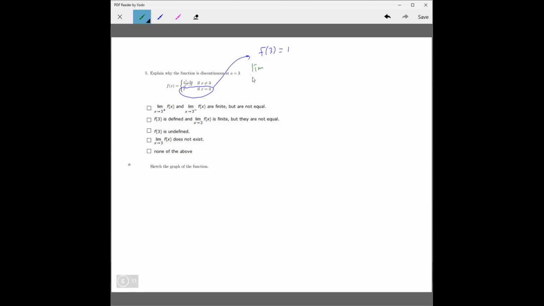So the question is, the limit as x approaches 3 of f of x. Is that going to be 1 as well? Or is that going to be something different? Or is it going to be undefined? So any 1 of those 3 conditions failing will mean that it's not continuous.